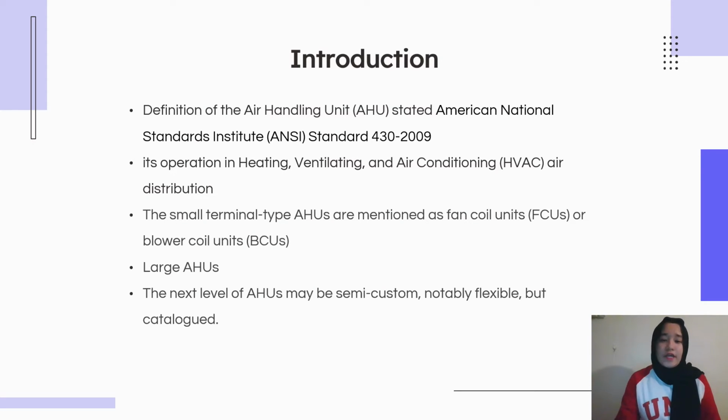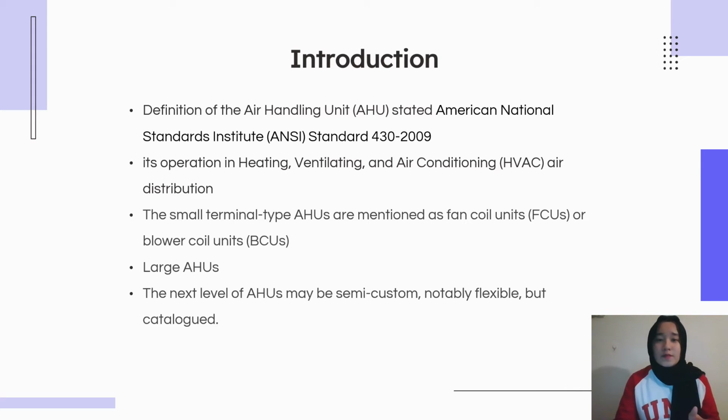The definition of AHU is stated by the American National Standard Institute Standard 430-2009: a factory-made and cast assembled unit consisting of a fan and other suitable equipment to perform one or more tasks of circulating, cleaning, heating, cooling, humidifying, dehumidifying, and mixing of air. It is also used to regulate and circulate air as part of the HVAC system, and the AHU is used to control the space temperature, humidity, air movement, and air cleanliness.